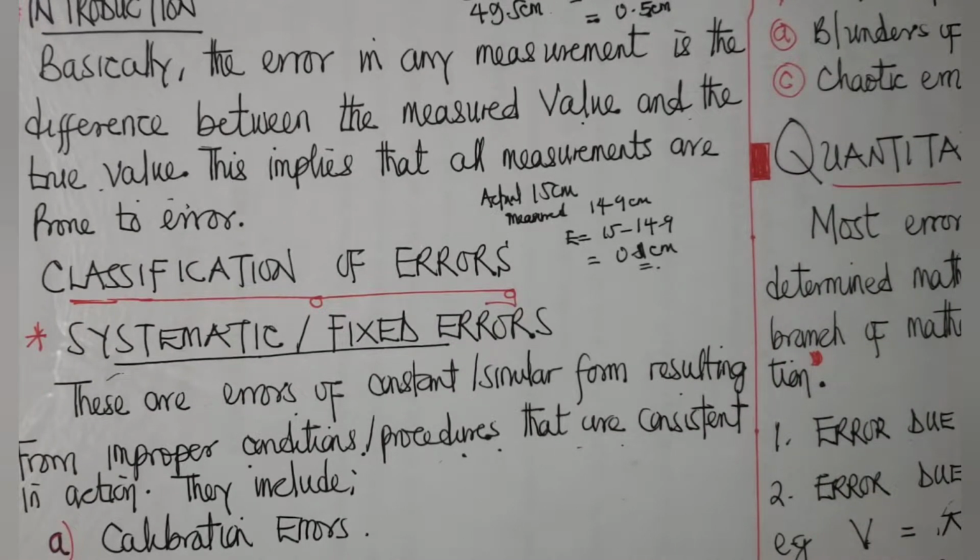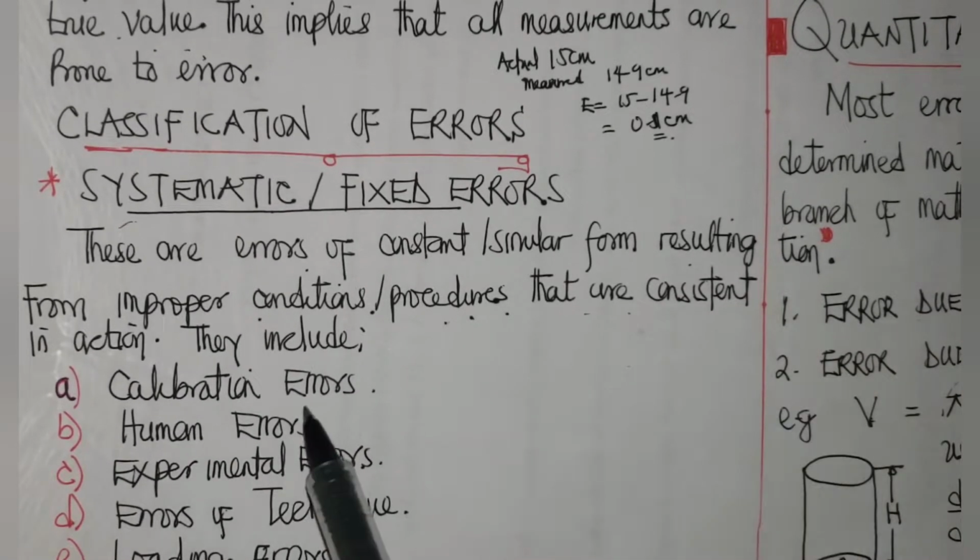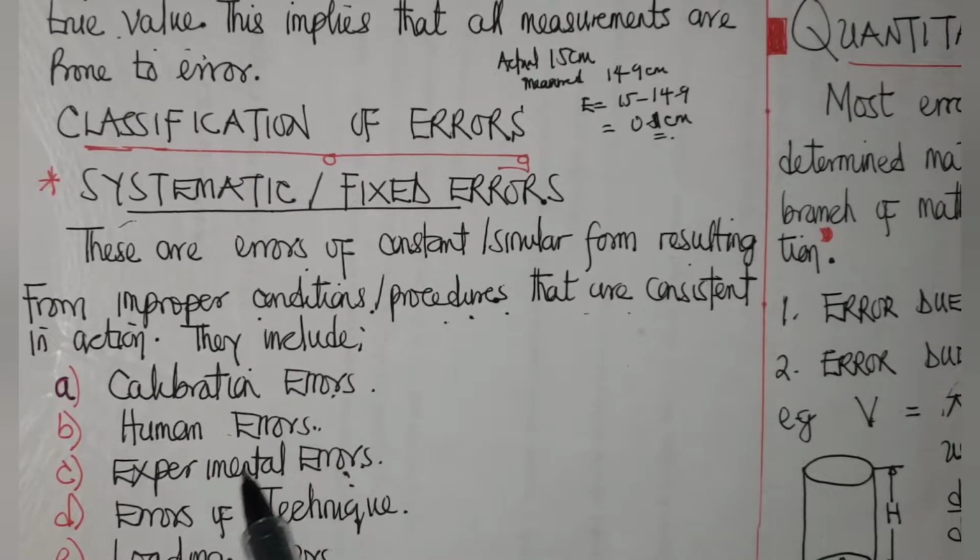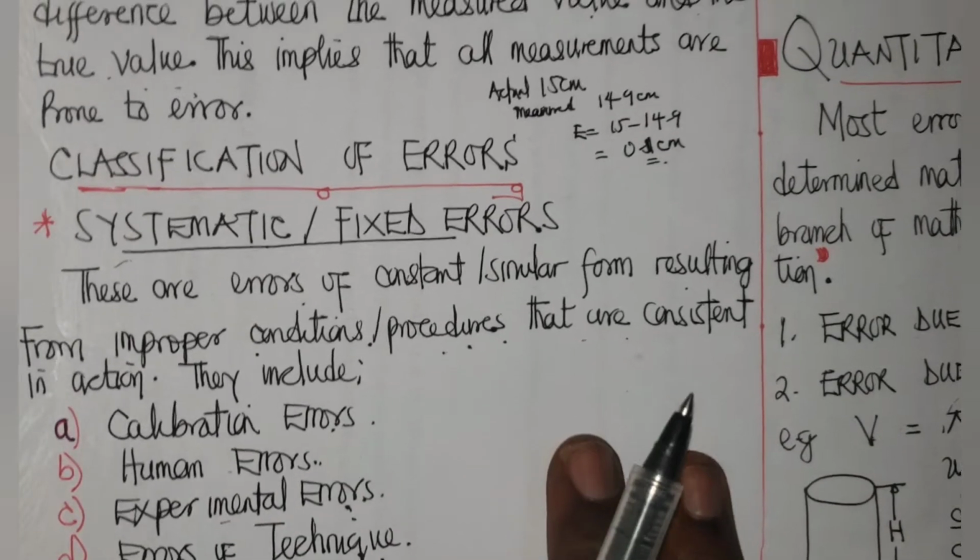Number one classification of error is systematic or fixed error. These are errors of constant or similar form that result from improper conditions or procedures that are consistent in action. They include our calibration error, our human error, experimental errors, errors of techniques, and loading error.